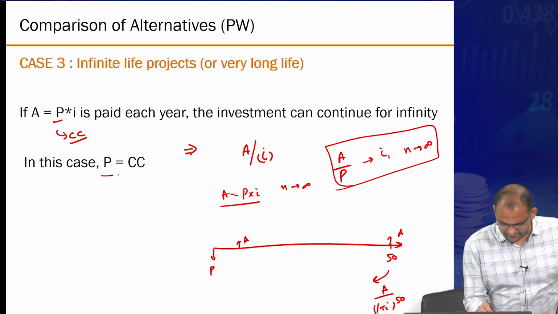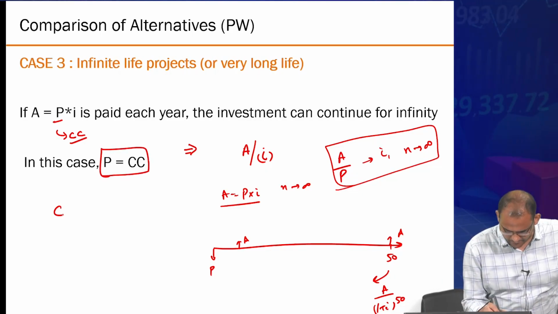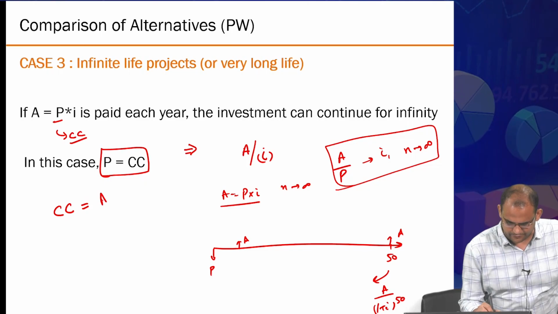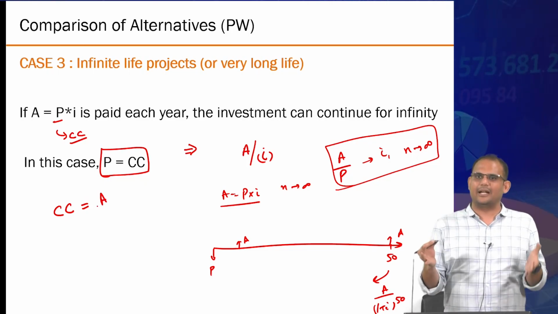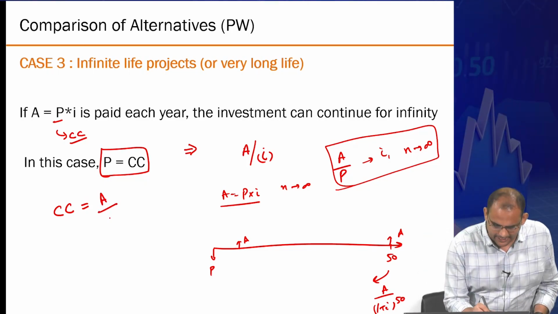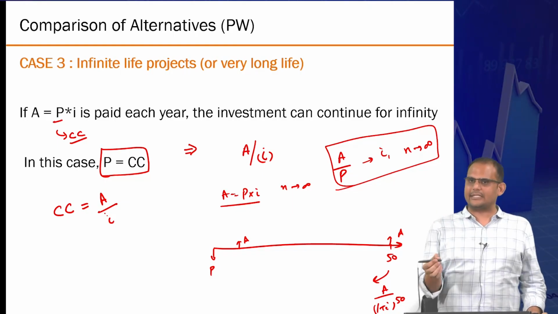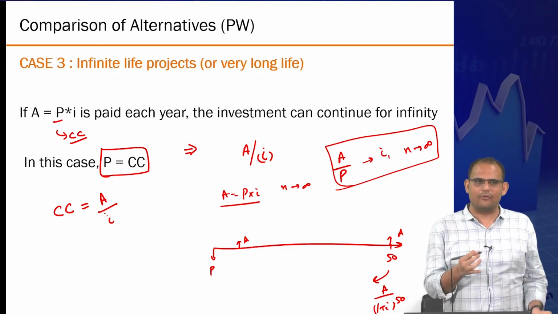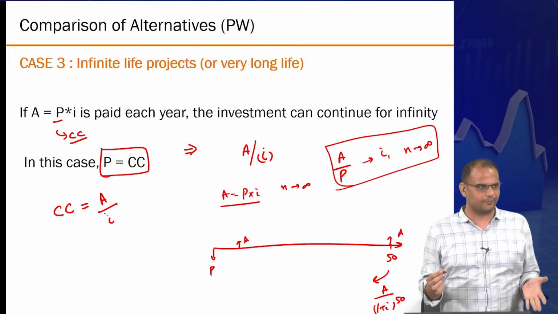So that's the definition of capitalized cost. If you want to estimate the capitalized cost, what you need to do is estimate the annual worth and divide by I, only in cases where this assumption of long service life holds true.